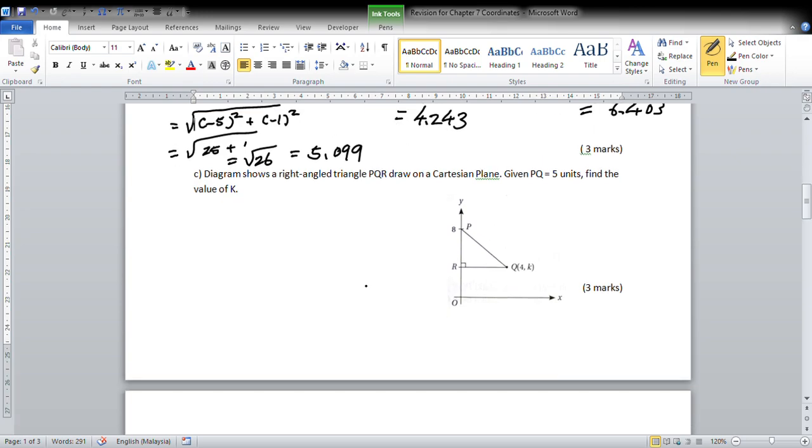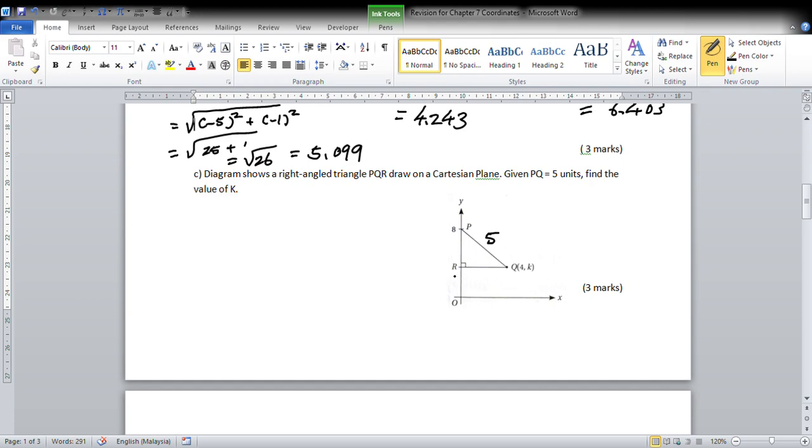Okay, next, we look at question 1C. The diagram shows a right angle triangle. This one is a right angle triangle on the Cartesian plane, given that the distance PQ is 5 units. So we better write here first 5 units. Find the value of k. Look at this diagram. Other than PQ being 5 units, is there other information provided here?